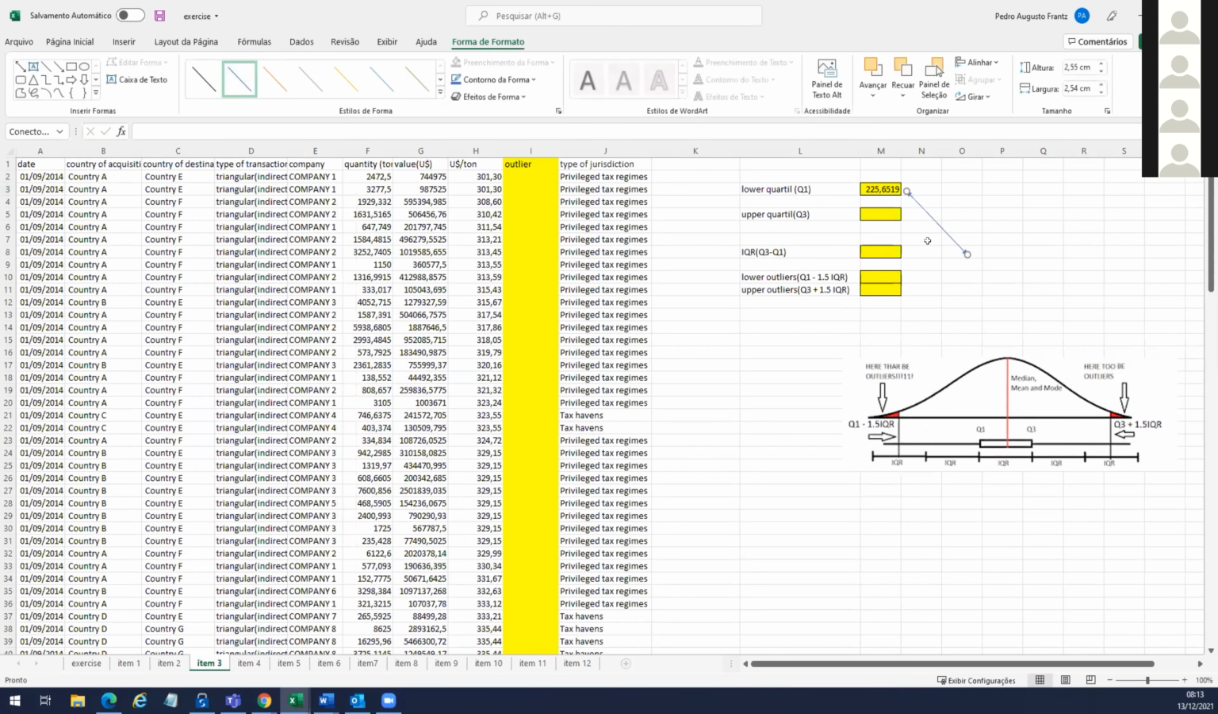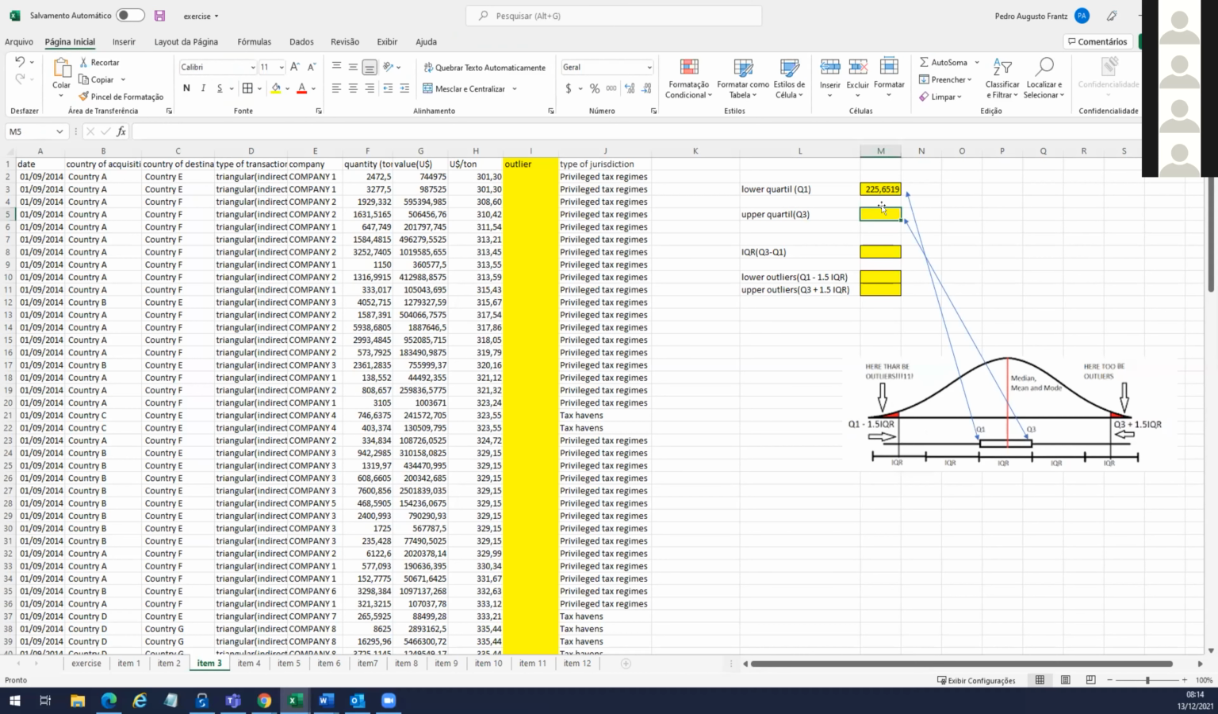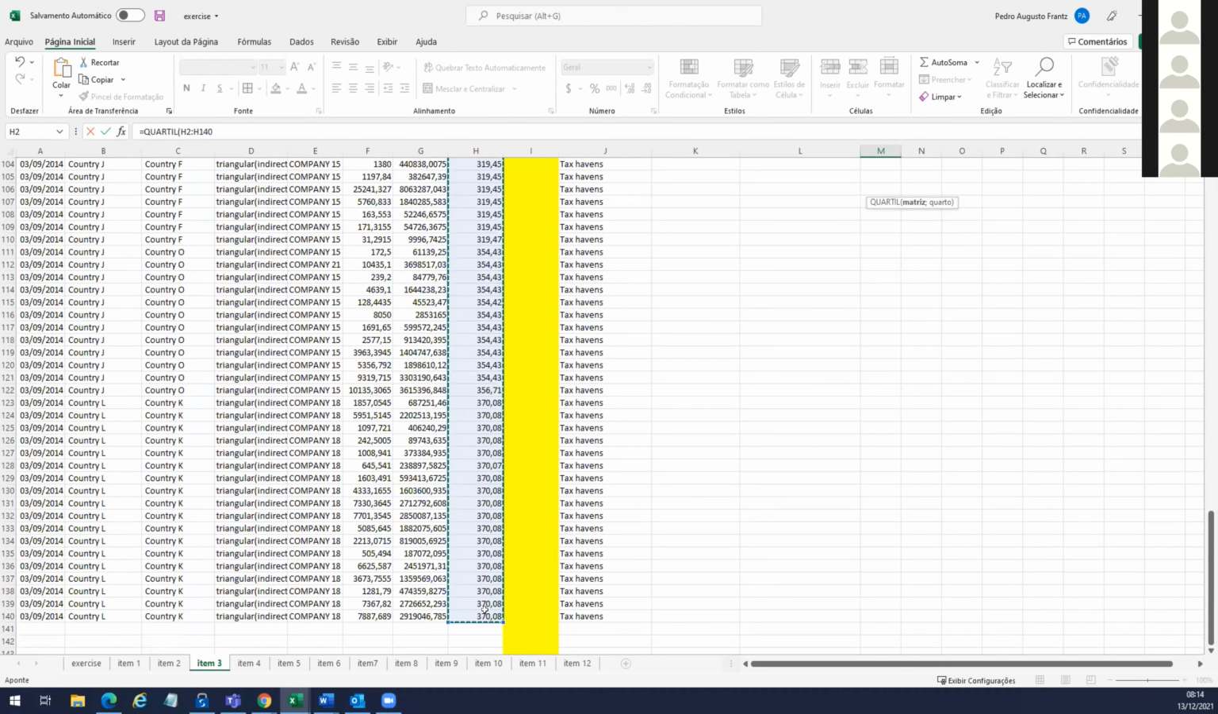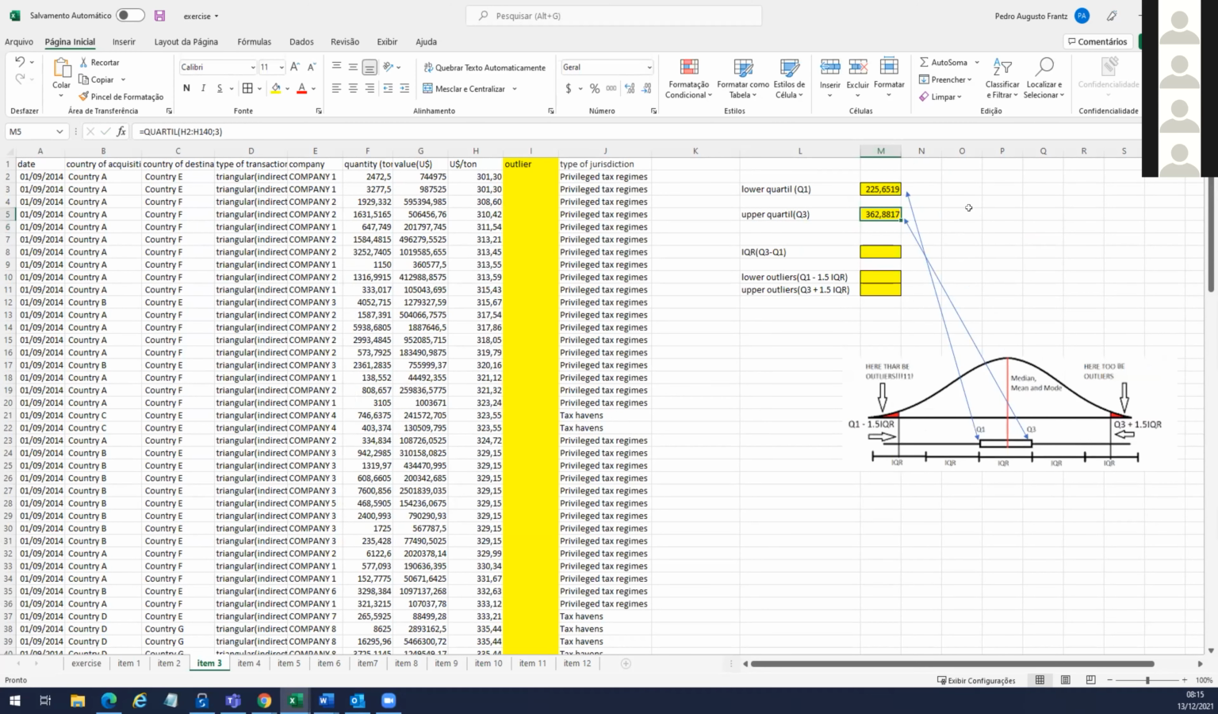This one, we calculated this one now. Now we need the third quartile. This one. To do this, it is the same thing that I did earlier. Equal. I type quartile. I choose the range of our prices. Semicolon. And now I will choose third quartile, terceiro quartile, third quartile. Close the parentheses. Here it is. This is the third quartile.